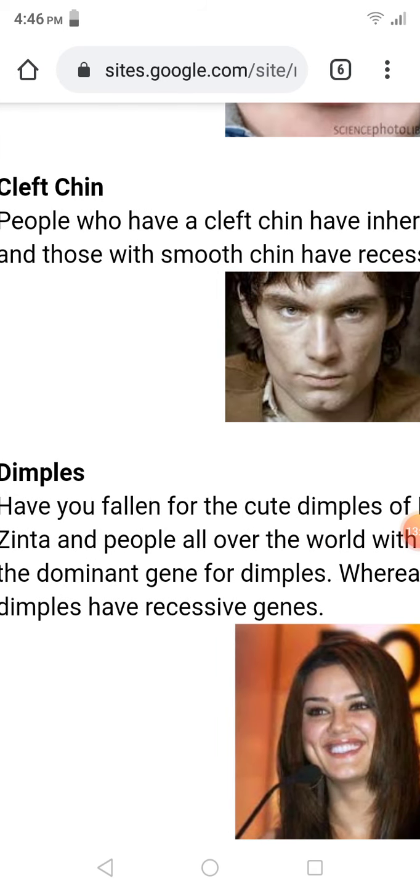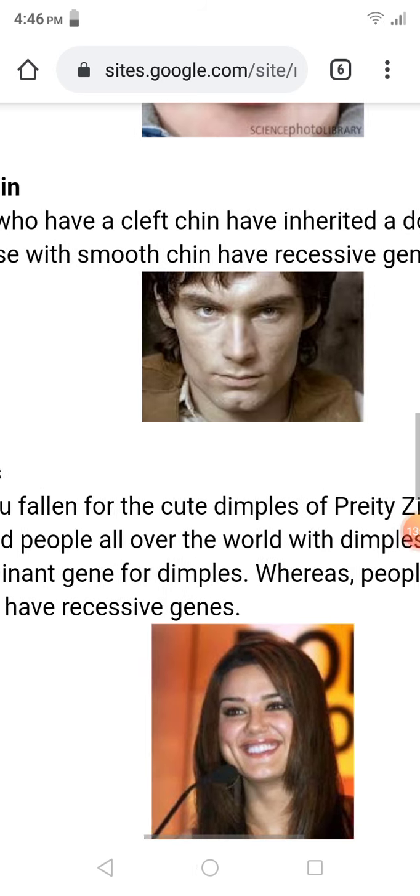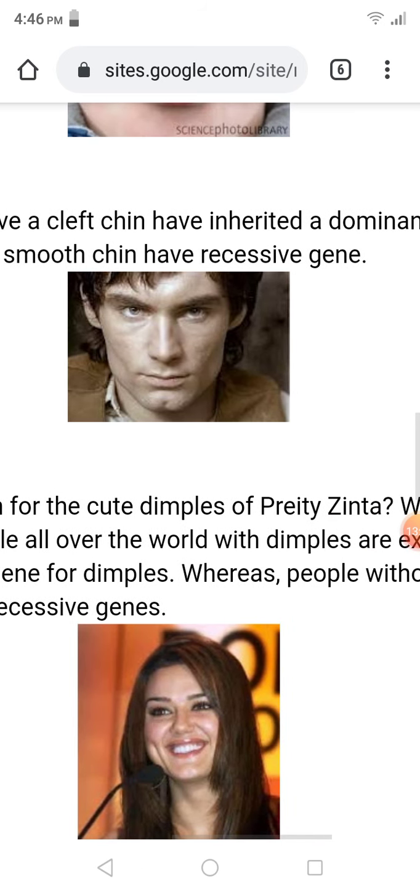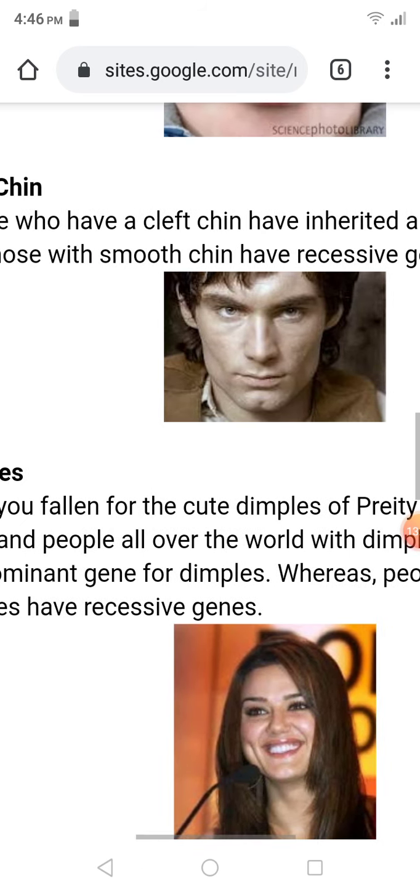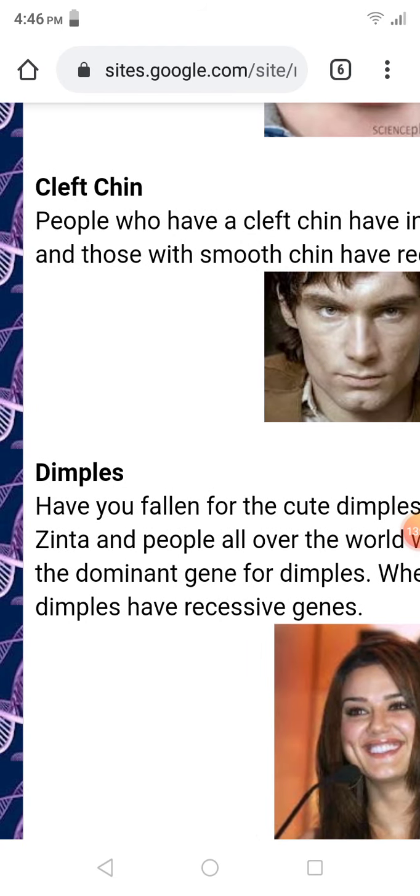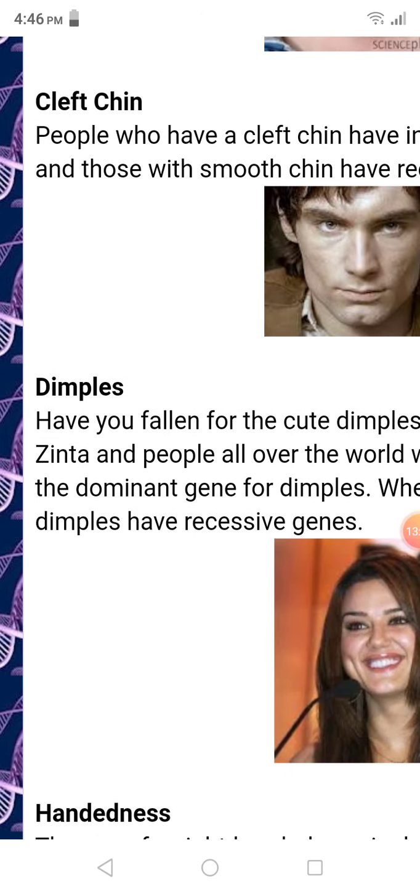Because I think the chin and the dimples was planted propaganda by scientists that was influenced by Hollywood. So I believe this is propaganda.